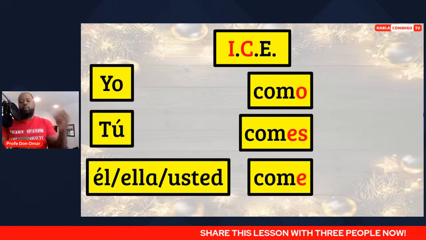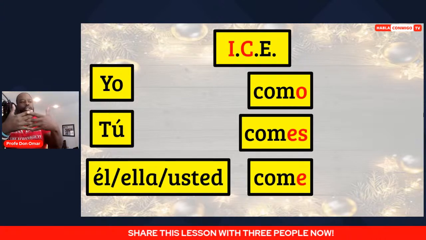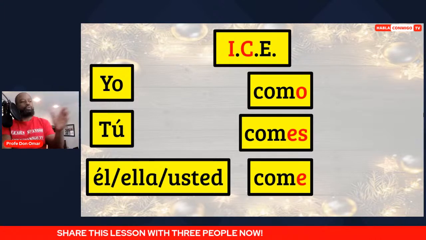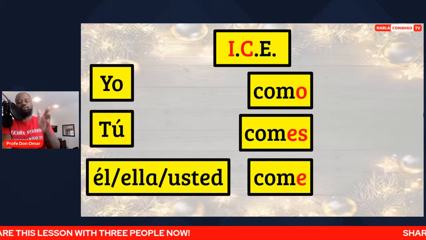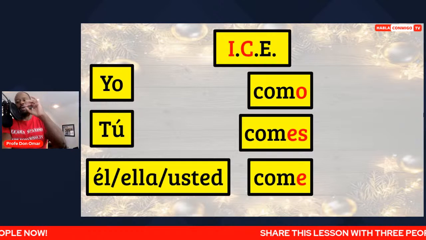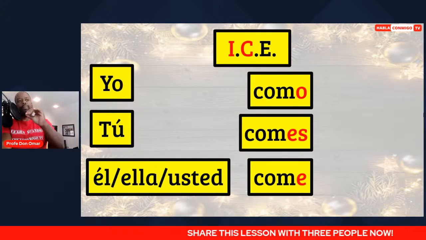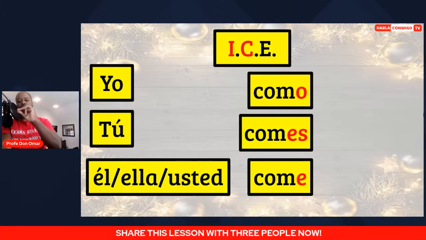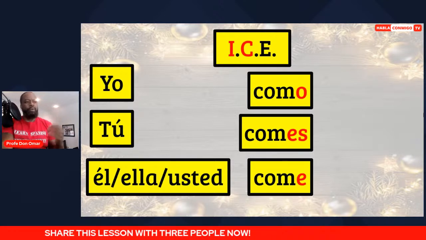I don't want you to think about words. I want you to think about things that can go together. Yo como. Tú comes. Él, ella, usted come. You're building at the same time learning to remember which words go together. So all it is like matching memory, right?